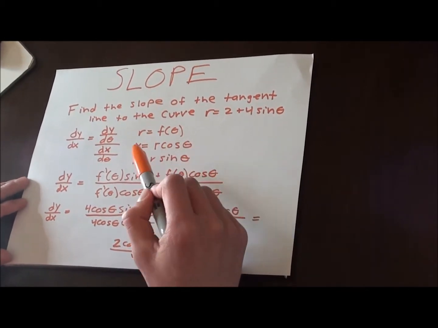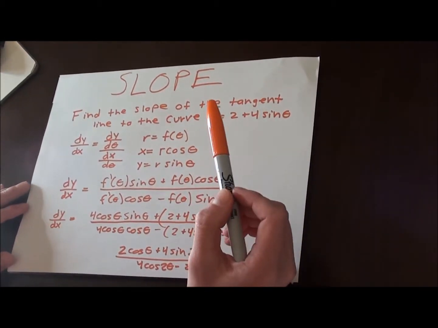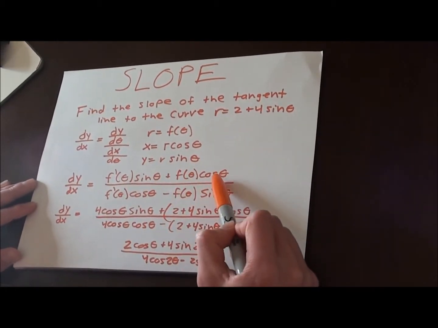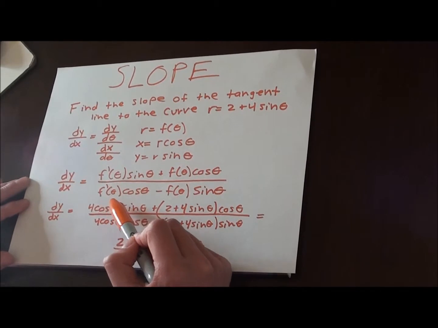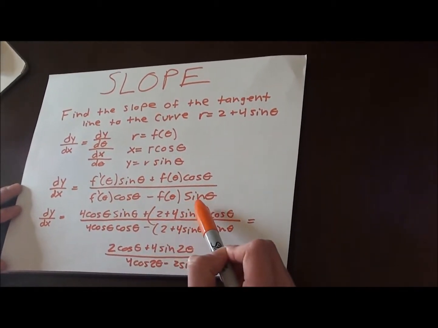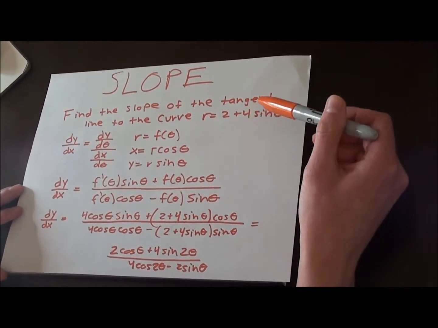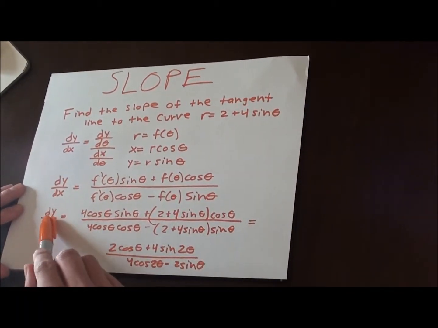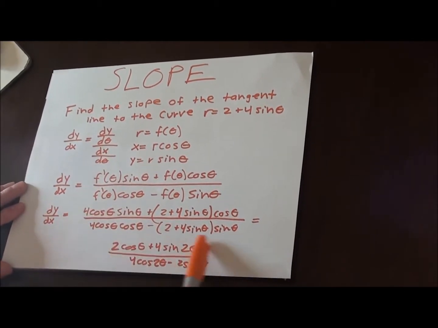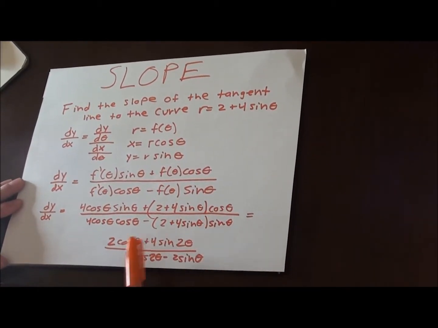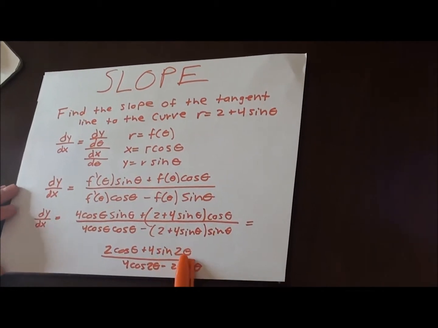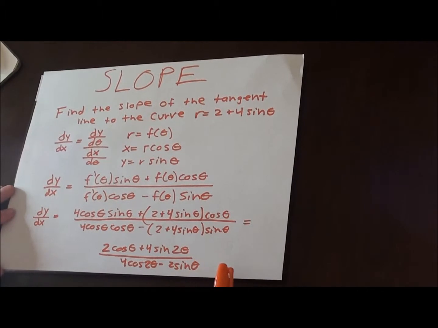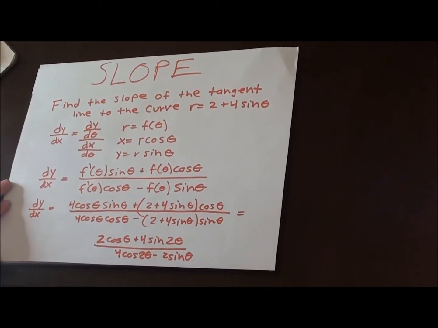So, using some substitution and the product rule, we end up getting f prime of theta sine theta plus f of theta cosine theta over f prime of theta cosine theta minus f of theta sine theta. And when we do some more substitution and plug this equation into the dy/dx, we end up getting this really big equation, and it can be simplified down to 2 cosine theta plus 4 sine 2 theta over 4 cosine 2 theta minus 2 sine theta using some double angle formulas that you should have learned in trig.